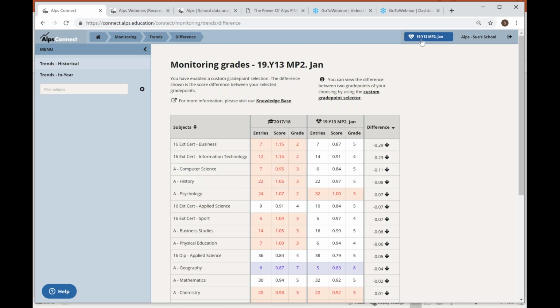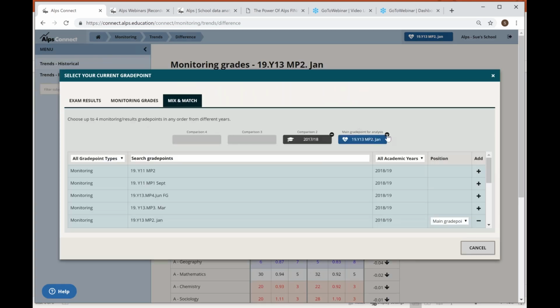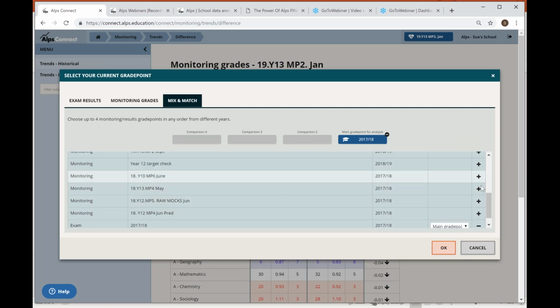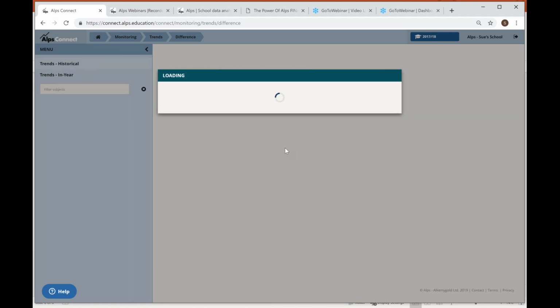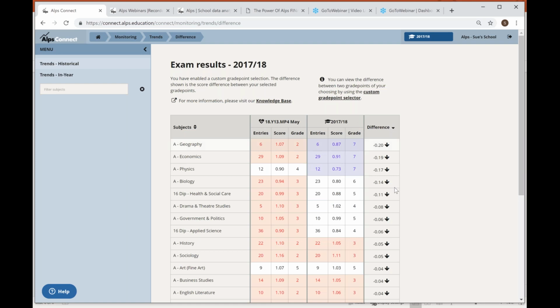Now you can select any 2 grade points you want here. So if I just pop back to last year, that was the summer outcomes. What I want to know is, what were my year 13s last year being predicted before they went into that exam? So I'm looking for this monitoring point here. Okay, don't worry about how I've named them. But this was my last year's year 13s before the exam and at the exam. And again, I'm just going to sort by that difference.